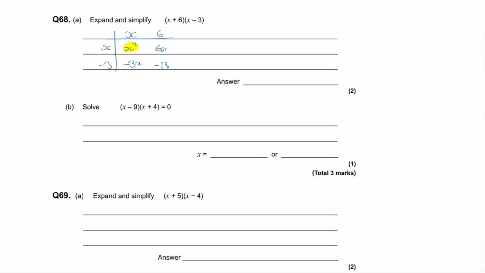I have got a term in x squared. X squared. I have got 2 terms in x. I've got 6x minus 3x. That gives me 3x. And I have got minus 18.